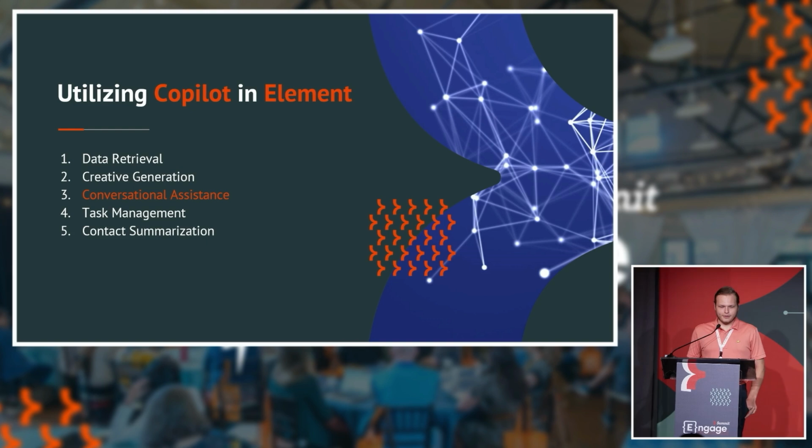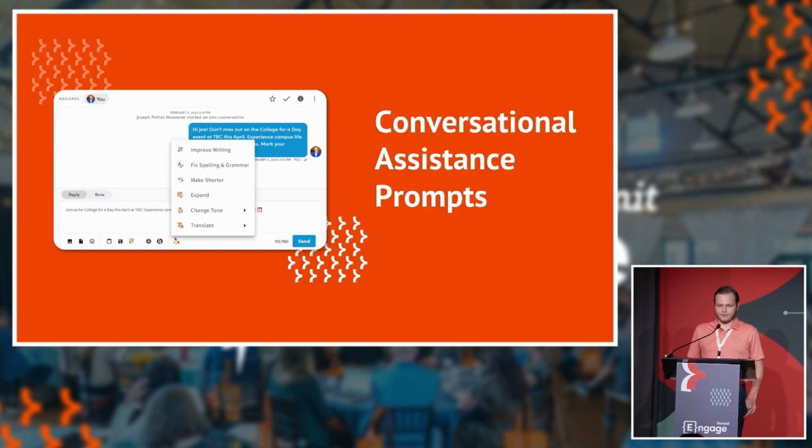So number 3, I've got conversational assistance, which I think we've seen a lot of demoed in the new updates they were showing. I just took a snapshot here of the different options you have with Copilot within the conversation, and how you can use it to improve the writing, or make it broader, different things.